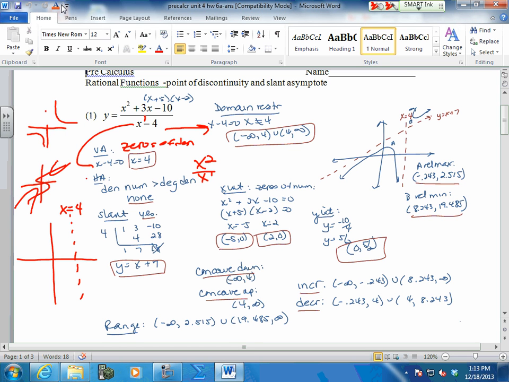Now, we check the degree of your numerator. 2 is greater than 1. According to your list, you have no horizontal asymptote. Now, come down and check for a slant. A slant asymptote says, when your degree, didn't I give you one answer?